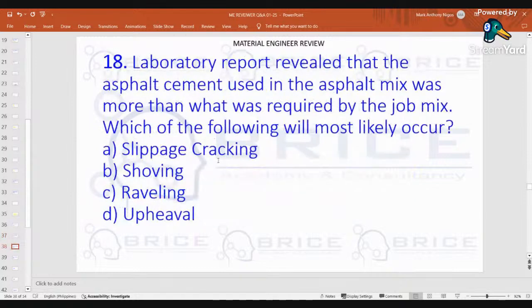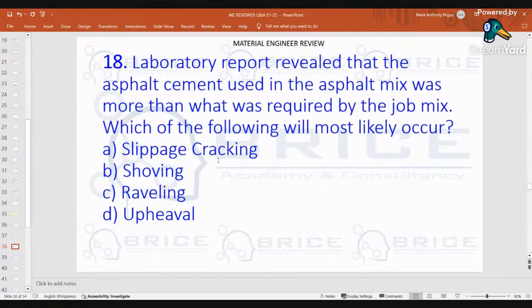Number 18, laboratory report revealed that the asphalt cement used in asphalt mix was more than what was required by job mix. Which of the following will most likely occur?